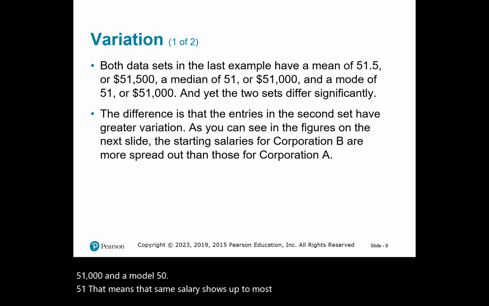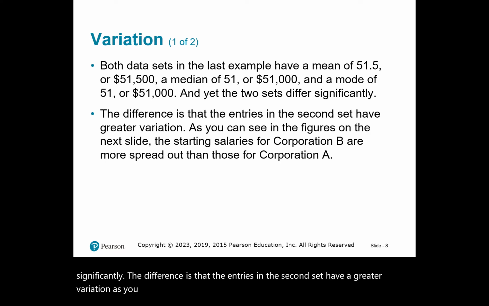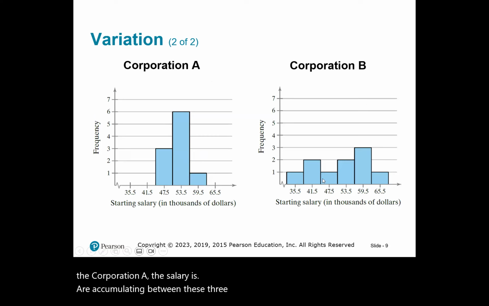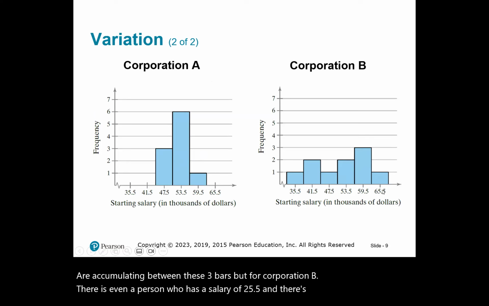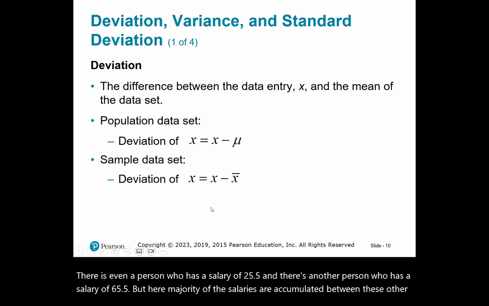But these two sets differ significantly. The difference is that the entries in the second set have a greater variation. As you can see in the figures on the next slide, the starting salaries for corporation B are more spread out than those for corporation A. When you look at corporation A, the salaries are accumulating between these 3 bars, but for corporation B, there is even a person who has a salary of 35.5, and another person who has a salary of 65.5. But here, the majority of the salaries are accumulated between these numbers. So they have different variation.